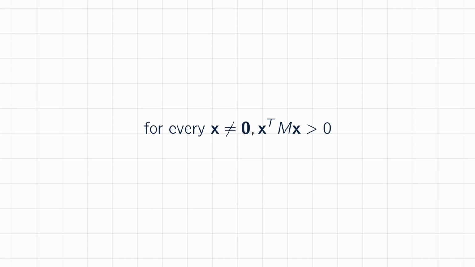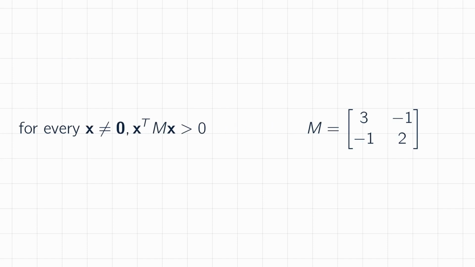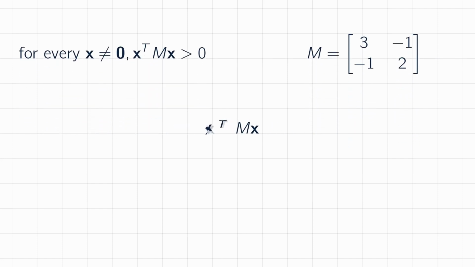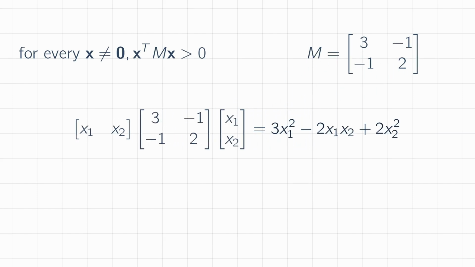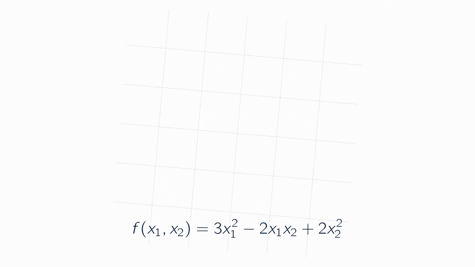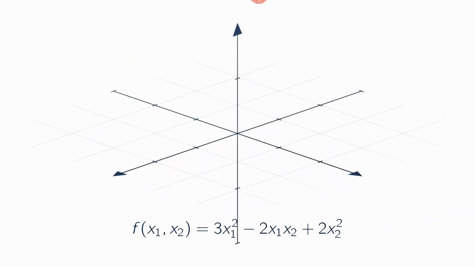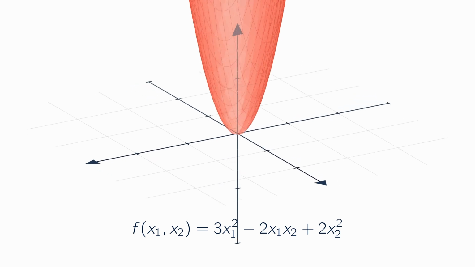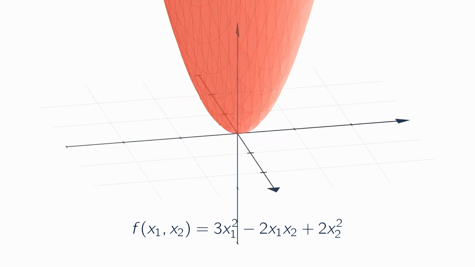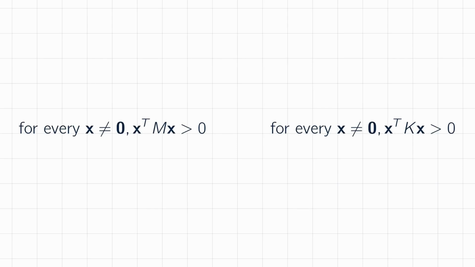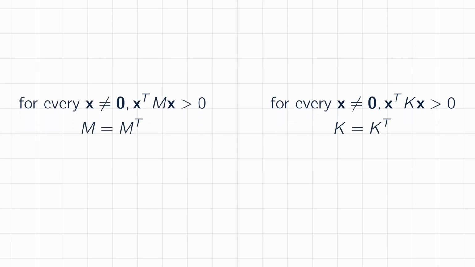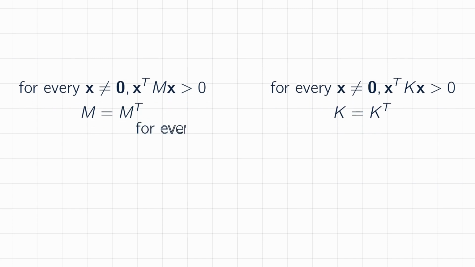A 2x2 example of such a matrix would be this one. Computation of x transpose times M times x gives something that we call a quadratic form. From the graph, it is clear that this quantity is positive as long as x is not the zero vector. In our setting, both the mass matrix M and the stiffness matrix K are positive definite and symmetric. Well, then also M inverse is positive definite.